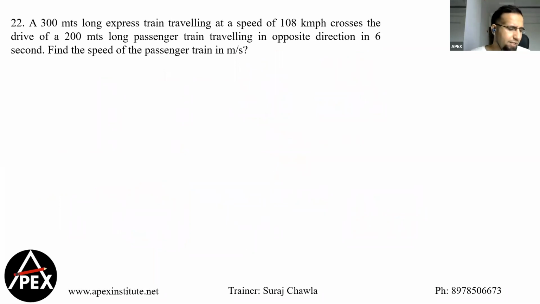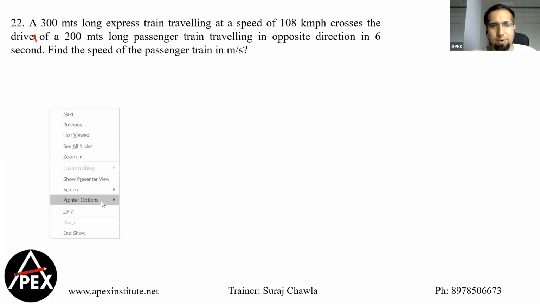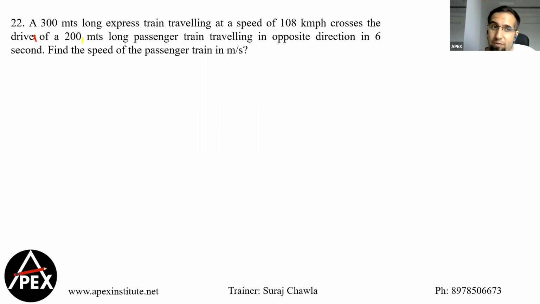Now, let's see this question and tell me, what is the train crossing? Is the train crossing a man or is the train crossing a train? Just read the question and discuss. So a 300 meters long train traveling at a speed of 108 kilometers an hour crosses a driver of a 200 meters long passenger train in opposite direction in 6 seconds.